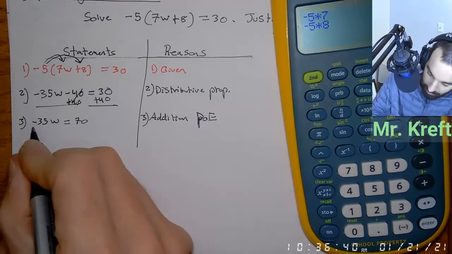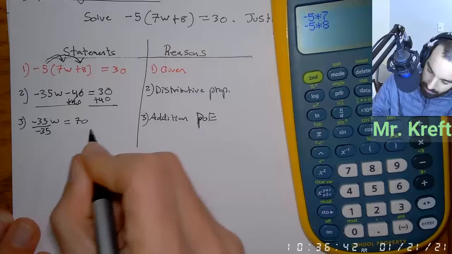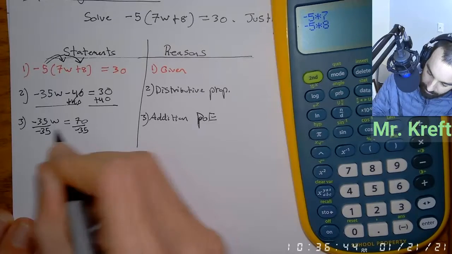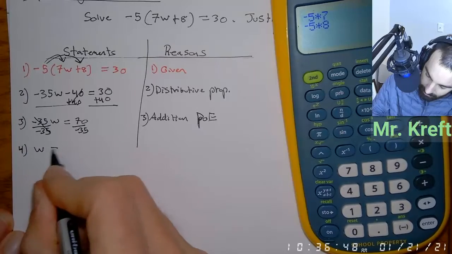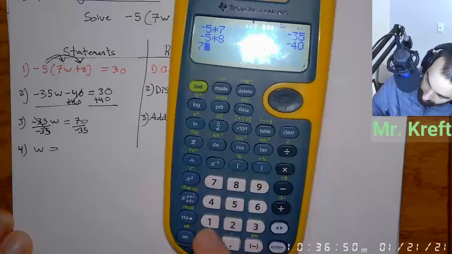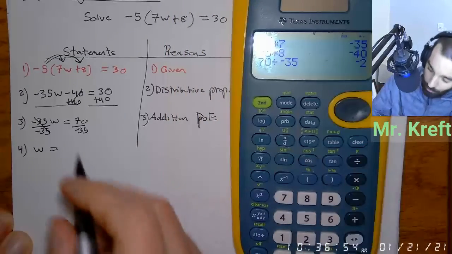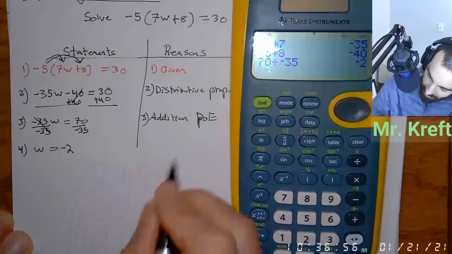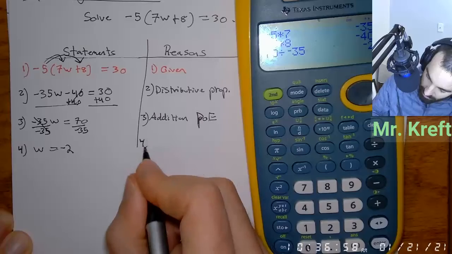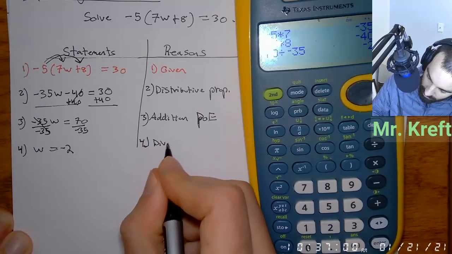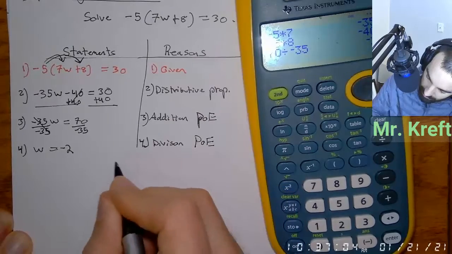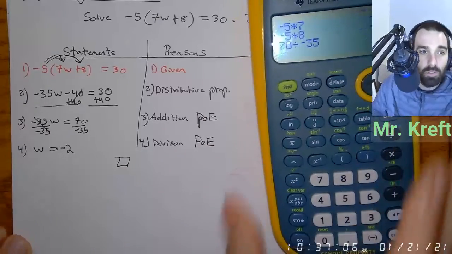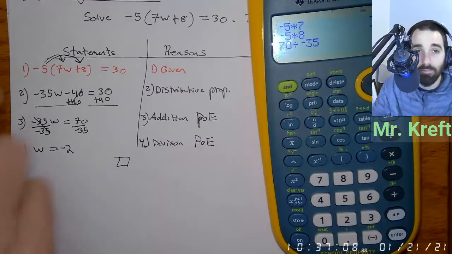Well, I want the W by itself, so I'm going to do the opposite of multiply. I'm going to divide. Oh my gosh, something beautiful. Negative 2. Okay, and then what did I do here? I did division, POE. And then, boom, I'm done with my proof. So this was 4 steps.